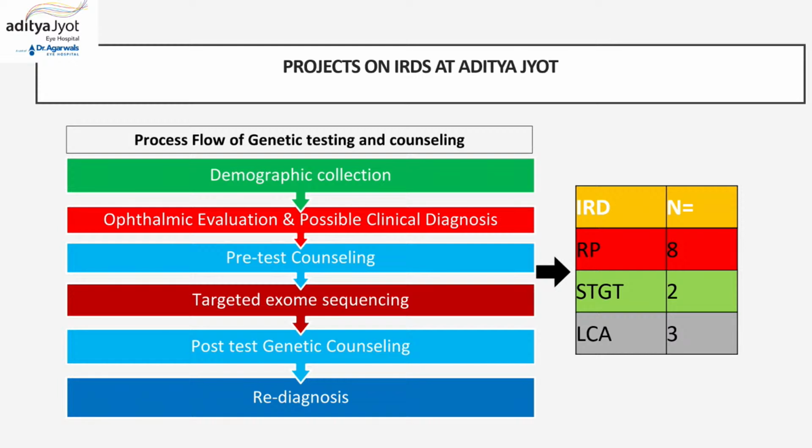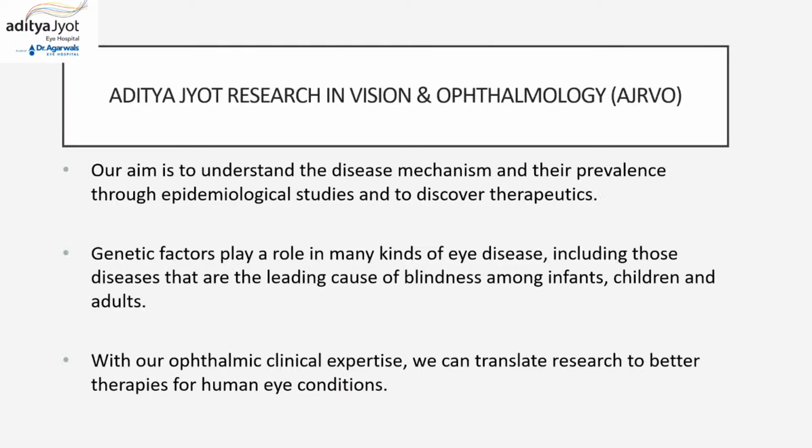We have a process flow of genetic testing and counseling: demographic collection, ophthalmic evaluation and possible clinical diagnosis, pre-test counseling, and targeted exome sequencing. We are educating the people, since they cannot afford it and they are from the lower middle class or middle class, they say, since there is no treatment, why should we do a test? So we are trying to write a grant and get a grant for doing the test free for the patient, then post-genetic test counseling, and then re-diagnose with the clinical phenotype and genotype, and keep the patients ready for gene therapy in the future.